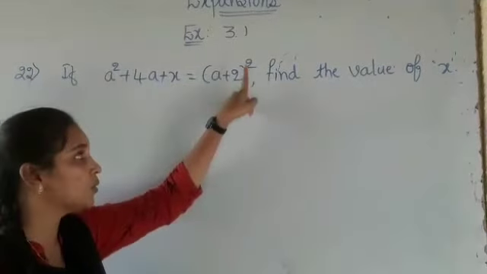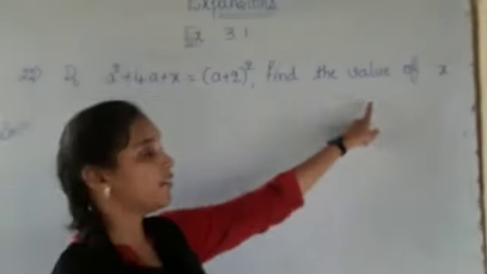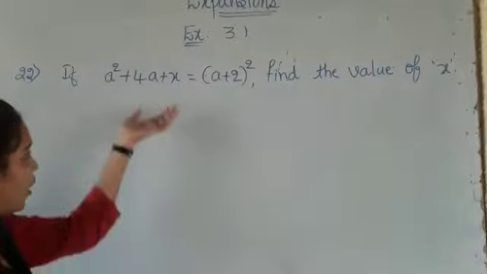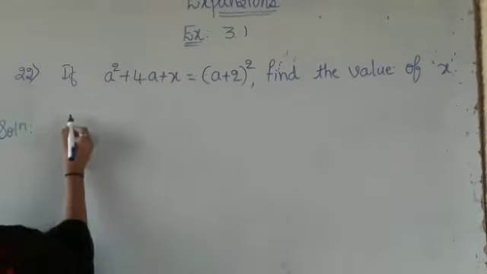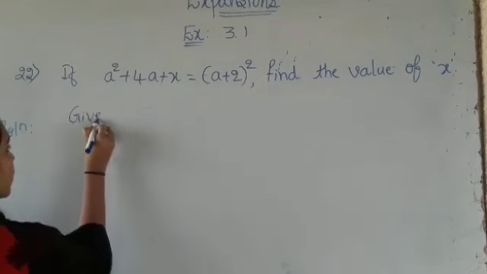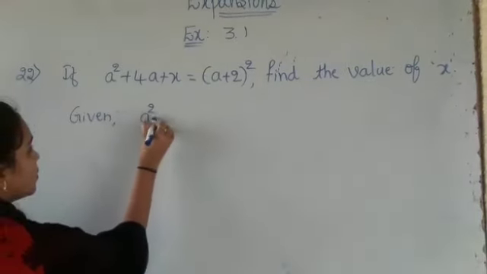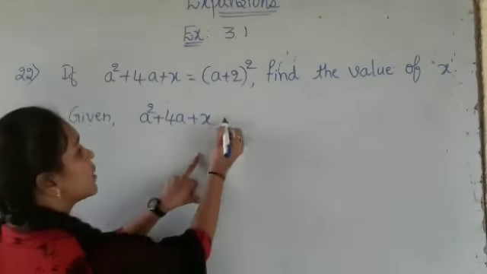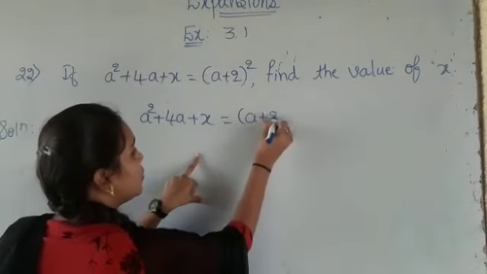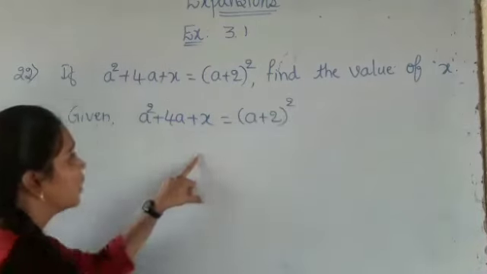The next question is the 22nd question, that is, if a square plus 4a plus x is equal to (a plus 2) whole square, then find the value of x. So here we have to find the value of x from this equation. So first we write the given: a square plus 4a plus x is equal to (a plus 2) whole square.